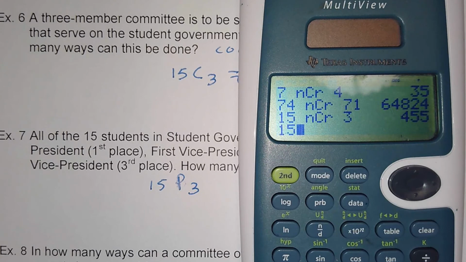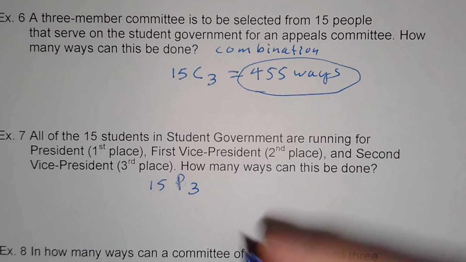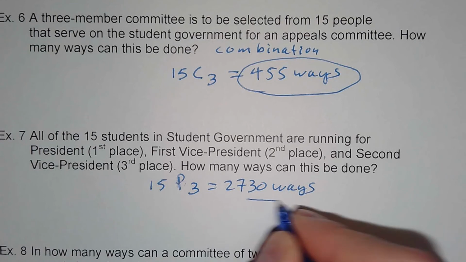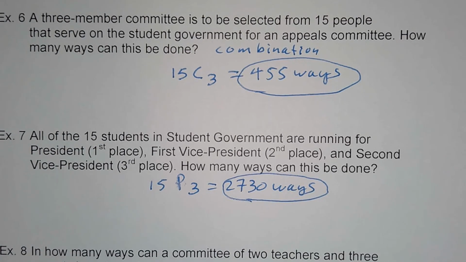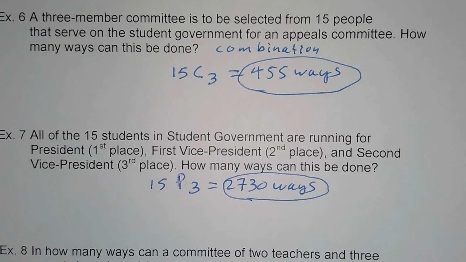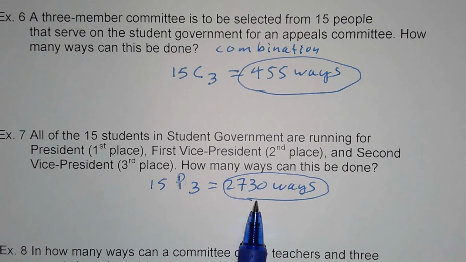I'm going to do 15. I'm going to do my first option this time on my probability. And that gives us 2,730. Now notice something. You have three different positions, and 3 factorial is 6. Take 455 times 6. You should get the 2,730.